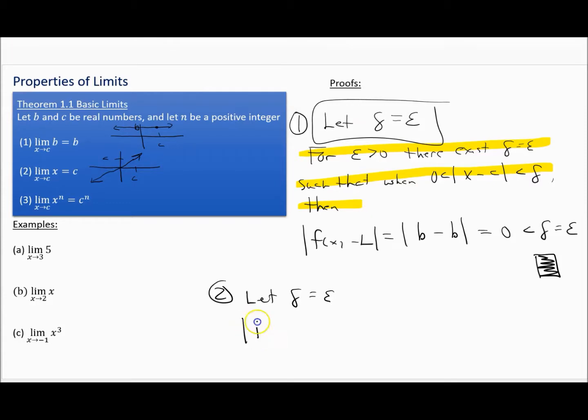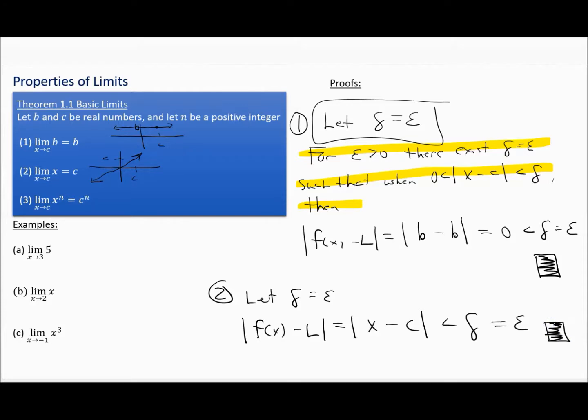We have the absolute value of f of x minus L is equal to, now f of x in this problem is x, and our limit in this problem is c. Well, remember, it's a given that that's less than delta, which is equal to epsilon. And that is the end of that proof. Okay?